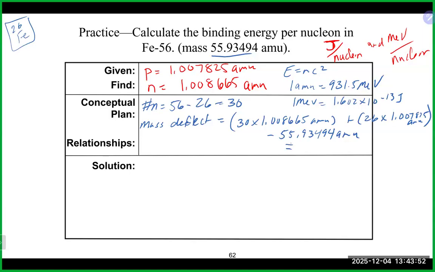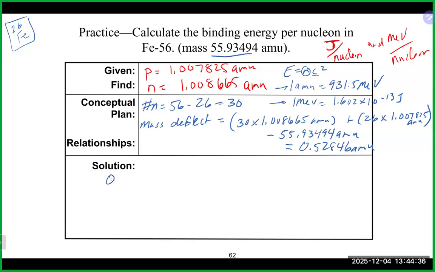All right, so grab a calculator here. 30 times 1.008665 plus 26 times 1.007825 minus 55.93494. That's going to give us a mass defect, which is the mass that is converted into energy, of about 0.528 AMU. Like I said, you can use that here, multiply it by the speed of light squared and divide by Avogadro's number to the 26 to convert it into joules. Or you could just use these conversions if you want and not even worry about it.